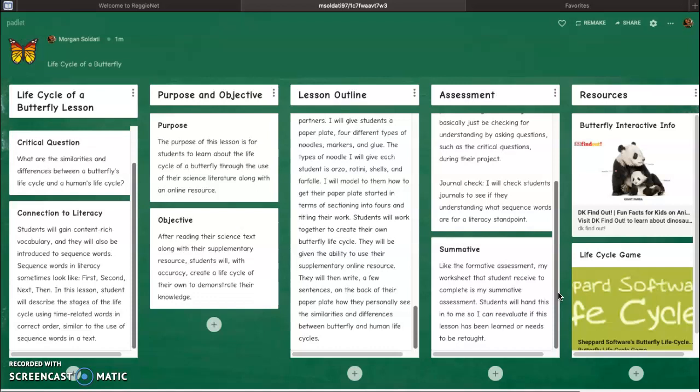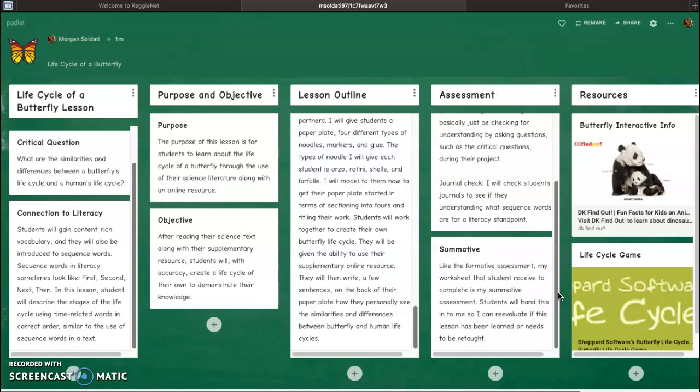So I said for my journal check, I will check students' journals to see if they understand what sequence words are from a literacy standpoint. So, like, do they know that if the egg comes first, they label it as first, this happens. So, kind of just having them use the words and getting a little more comfortable with using them in their text would be pretty much my main goal for this assessment.